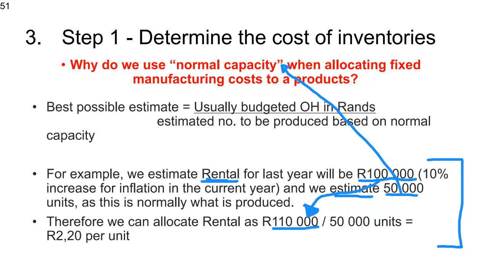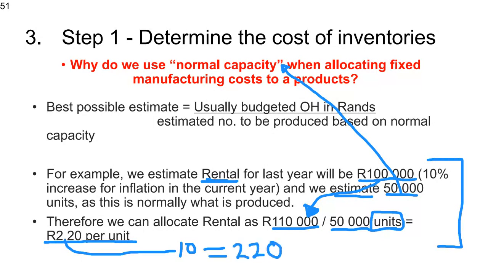So we take the 110,000 divided by 50,000 units. Notice what I said: the capacity is always spoken about in units. So 110,000 divided by 50,000 units gives us an application rate or allocation rate of 2 rand 20. This is the rate. We've got 10 units that we've produced, 10 laptops. Therefore, we need to allocate in our general journal.